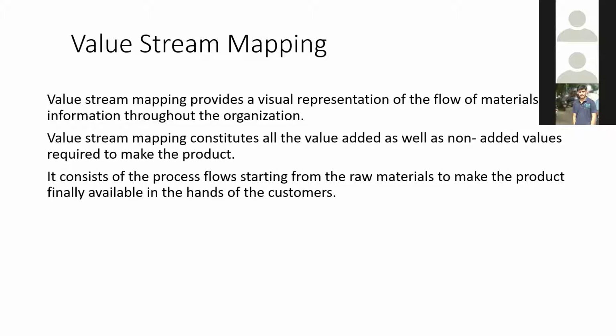Now we look at value stream mapping. Value stream mapping provides a visual representation of the flow of materials and information throughout the organization. It is basically used for processes. It's a big process where you're trying to understand what you are seeing in terms of the entire process, and I have to represent the entire process.